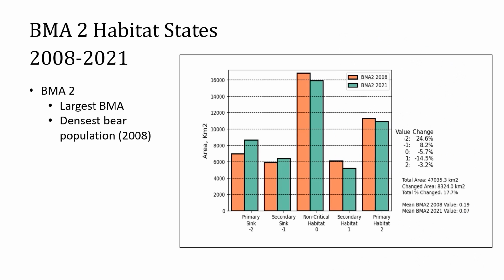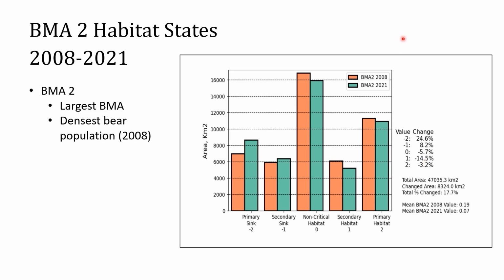So over an entire BMA, again, we still see that we have an increase in primary sink and secondary sink and a decrease in secondary and primary habitat. When we look at the exact amount of change, we see that we have a 24% increase in primary sink and a 3% decrease in primary habitat. So while it's still there, we see that it is much less drastic when we look at an entire area.